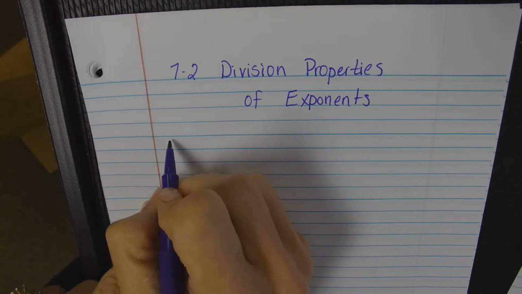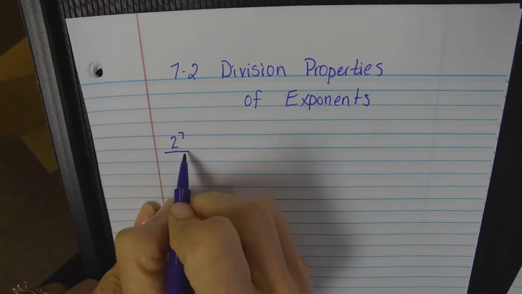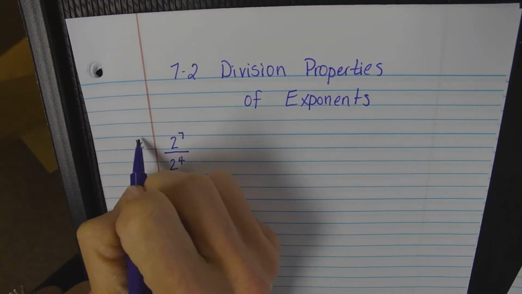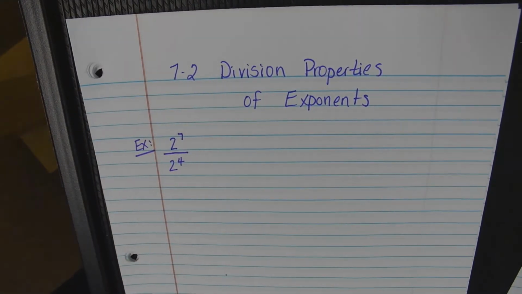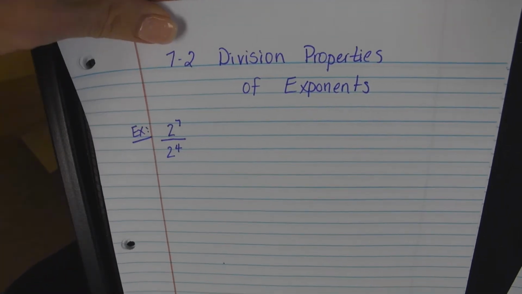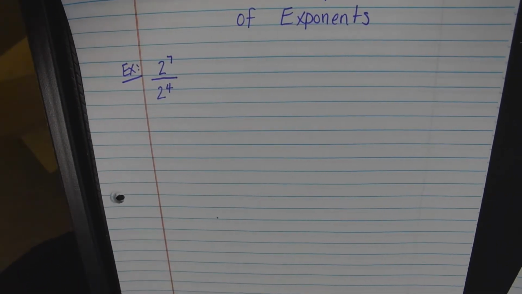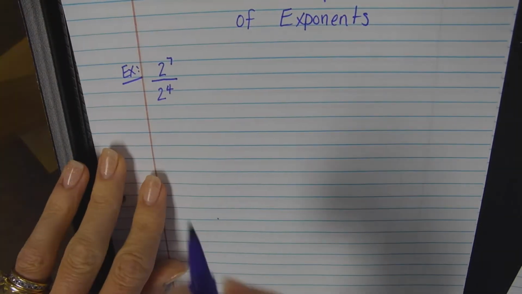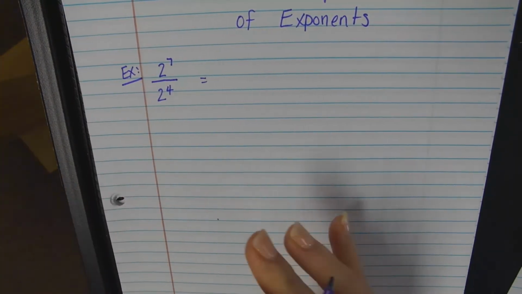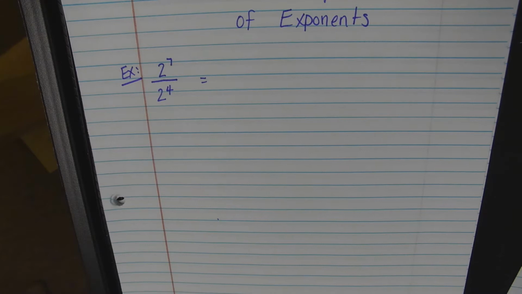All right, let's see. It's not harder, it's always harder. No, okay. So what we have here is, this is just an example. What's our base here? 2. Okay, exponentially, 2 to the 7th is 128. Okay, 2 to the 4th is 16.